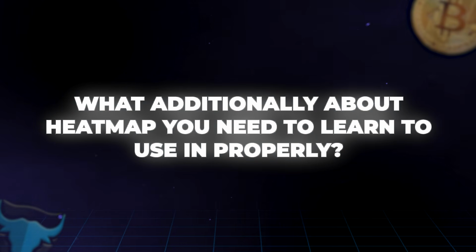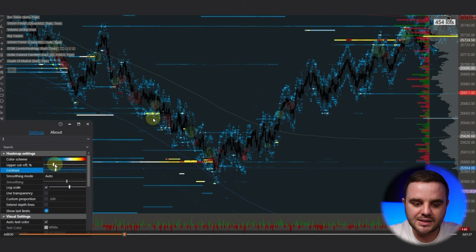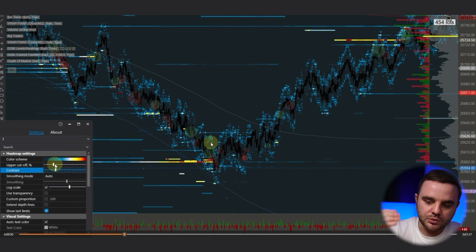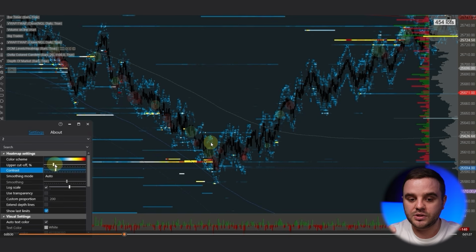Additionally, about heat map, you need to learn to use it properly. Heat map historical data isn't the most accurate. You need real data. That's why I advise you to start it at least one hour before the session. In that case, it will upload all the data before the session starts, and you will see real orders.